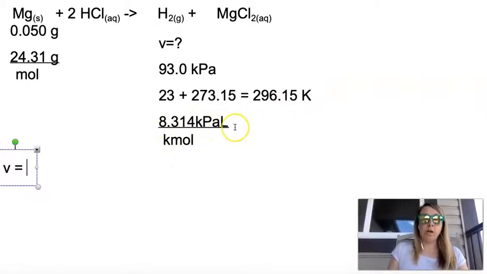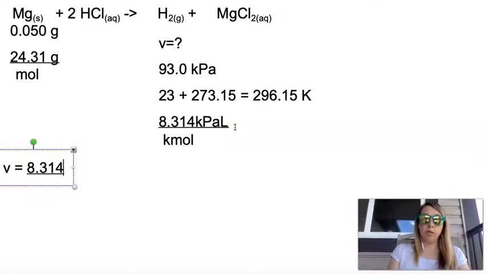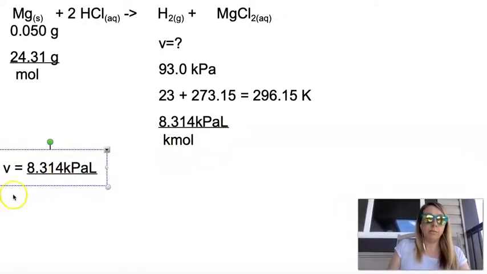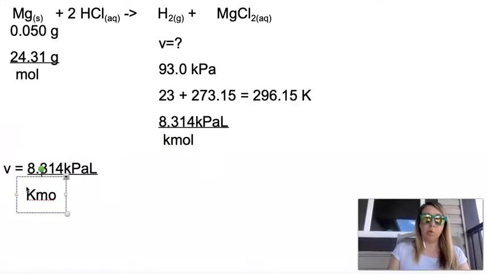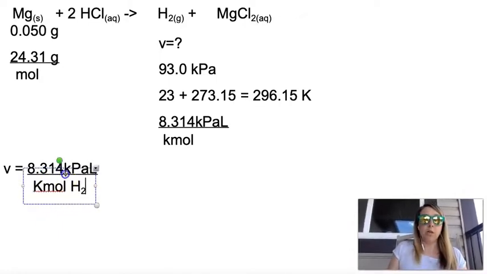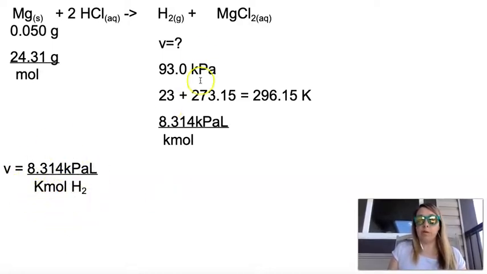Liters is already on the top, so that's perfect. We can use it the way it is. We're going to go 8.314 kilopascals liters, and we're going to write this over Kelvin mole. And next to mole, we always write what it is. So this is going to be moles of hydrogen, okay? You're always going to find that this 8.314 is always going to be moles of whatever the gas is. It's not going to be moles of something else because it is a gas constant.